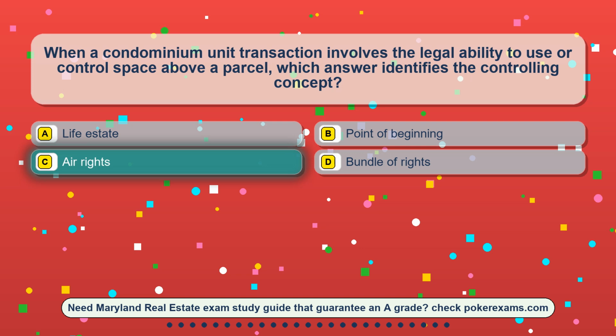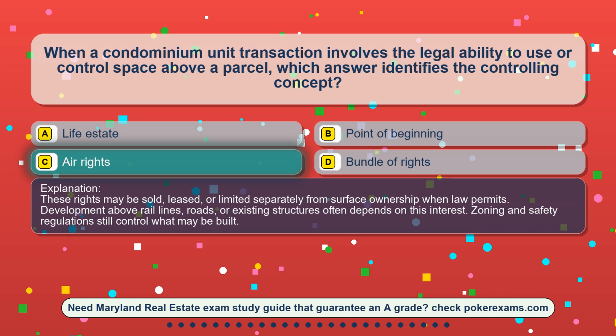The correct answer is option C, heir rights. These rights may be sold, leased, or limited separately from surface ownership when law permits. Development above rail lines, roads, or existing structures often depends on this interest. Zoning and safety regulations still control what may be built.